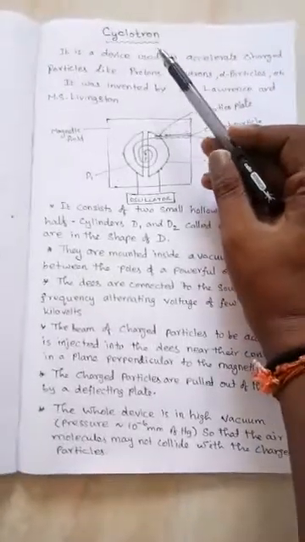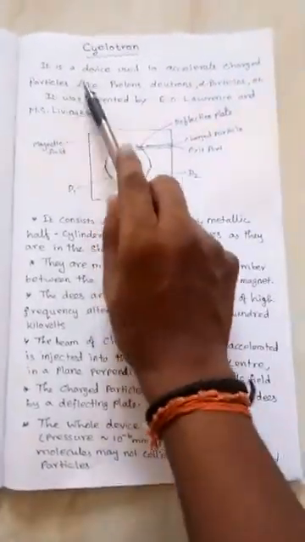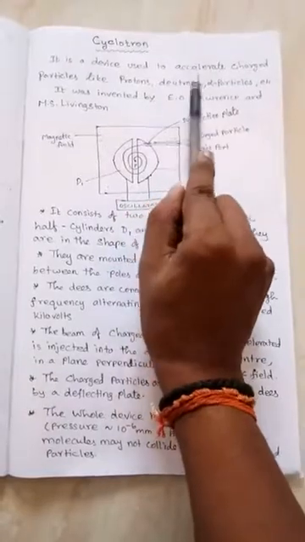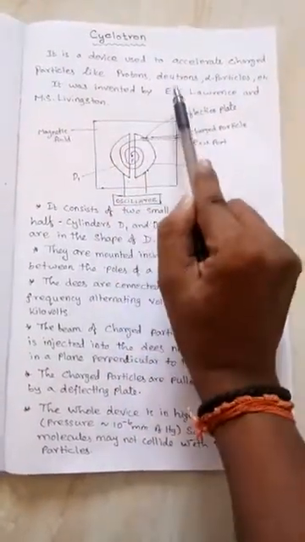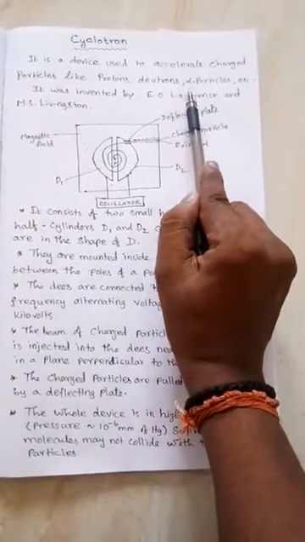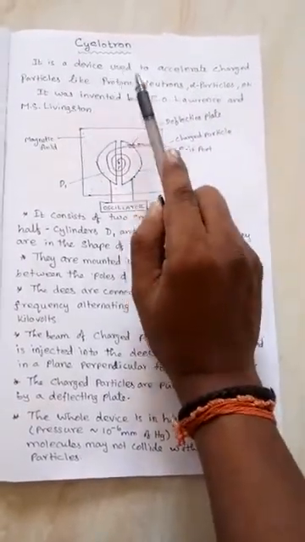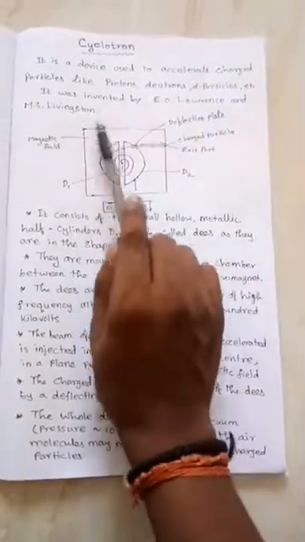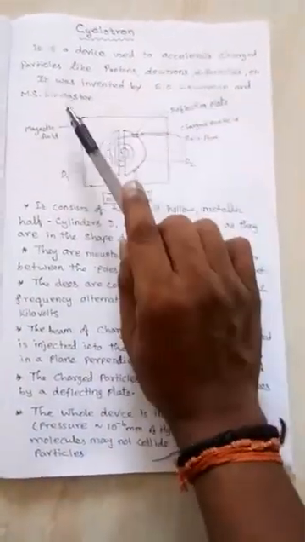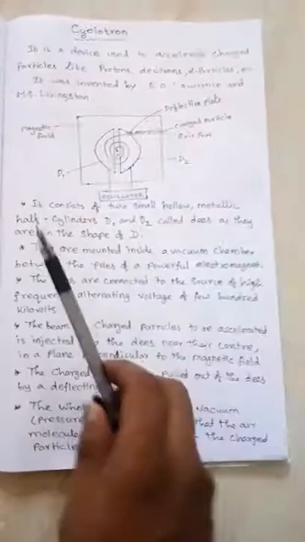Today's topic: cyclotron. It is a device used to accelerate charged particles like protons, deuterons, alpha particles, etc. We can easily accelerate the charged particle. It was invented by Lawrence and Livingston.